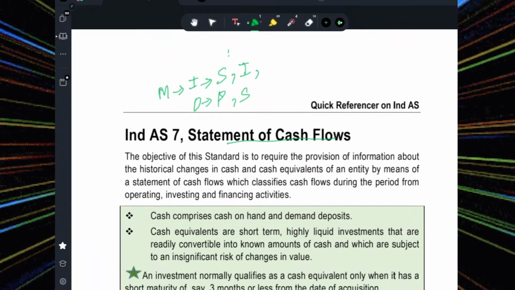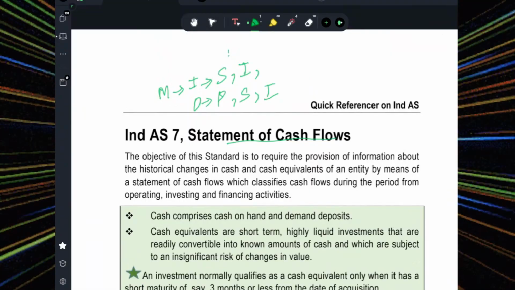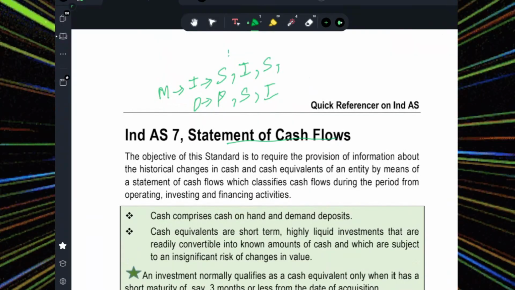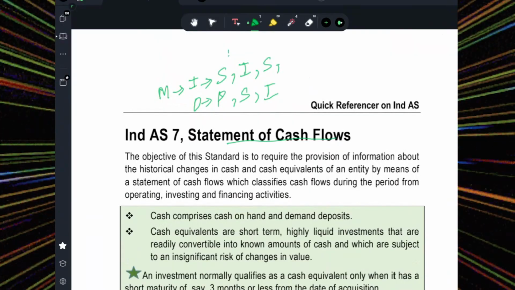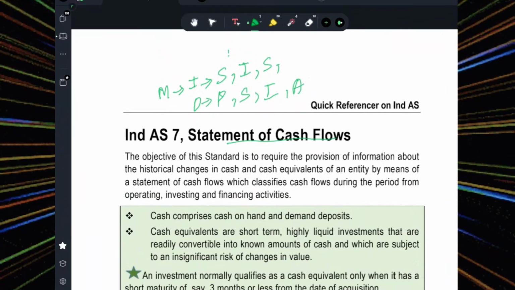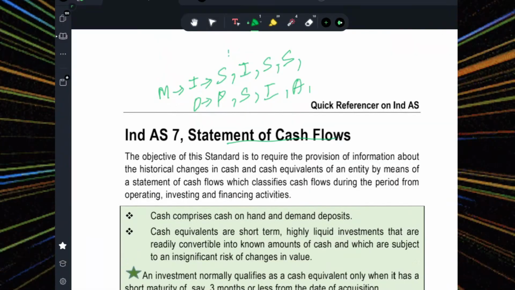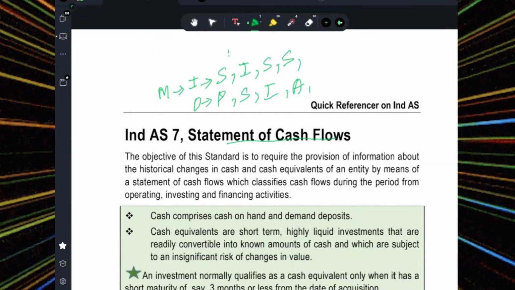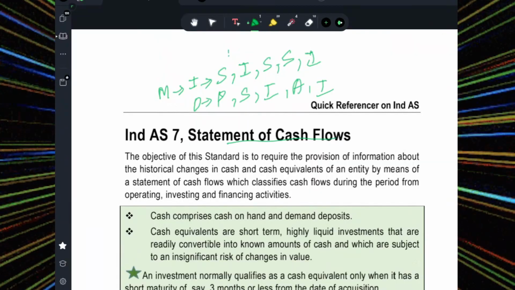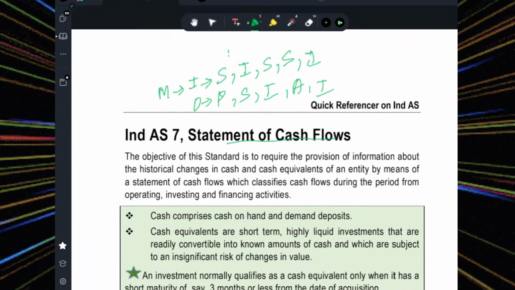I'm increasing the stocks, so money is going out. Output. I'm decreasing my stock, I'm selling it, so input. I am purchasing more assets, output. I'm selling some assets, input. I received interest, input. I paid interest, output.